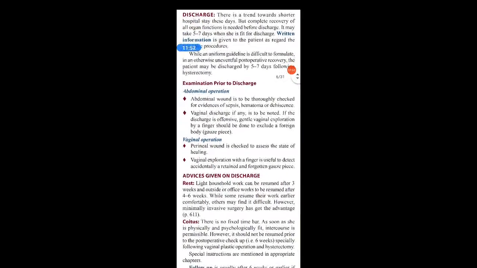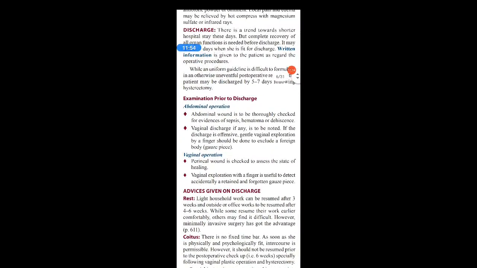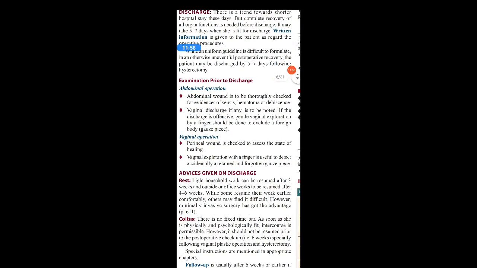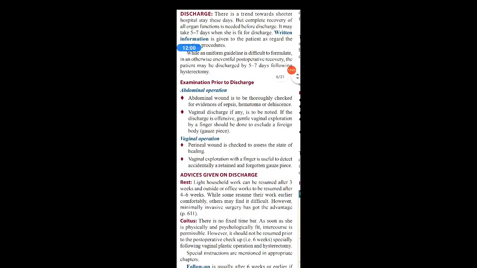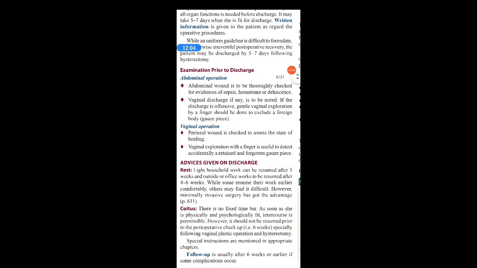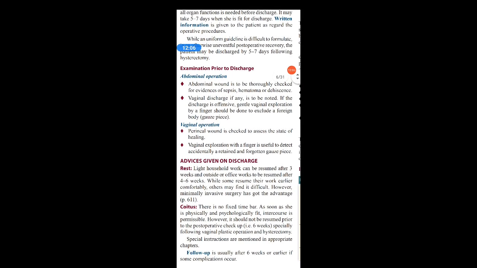Then examination prior to discharge, for abdominal operation and vaginal operation. The abdominal wound is to be thoroughly checked for evidence of sepsis, hematoma and dehiscence. Vaginal discharge, if any, is to be noted. If the discharge is offensive, gentle vaginal exploration by a finger should be done to exclude any foreign body, like a gauze piece kept inside or a pack not removed. So gently you have to go for the examination.